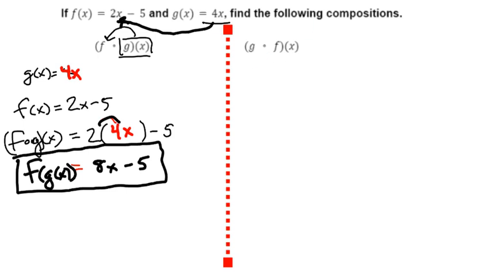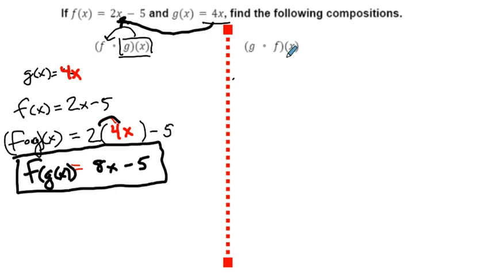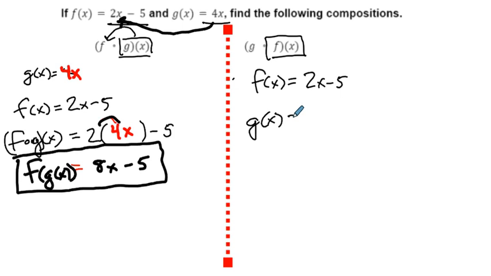All right, so let's try going the other direction now. If we have g of f of x, you're going to start with f of x. My f of x is already figured out. It's 2x minus 5, right? Now we're going to take that and put it into g of x. Well, g of x is 4 times x. So now we're going to take this and put it in place of 4x.